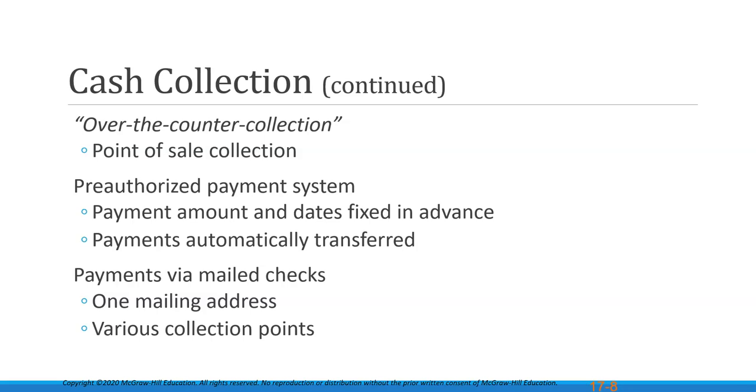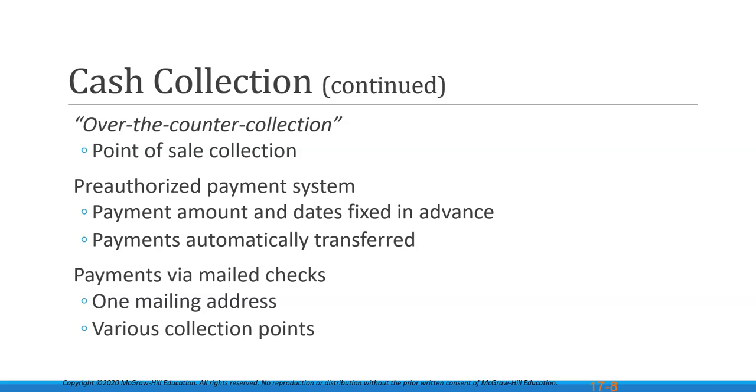You can do pre-authorized payments. That is where the payment amount and dates are fixed in advance, and your payments are automatically transferred. You might do this with your rent, where you electronically pay your rent and you sign forms that it comes out on the 1st of every month.